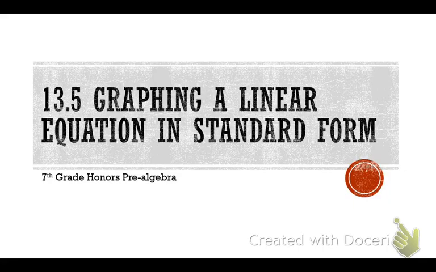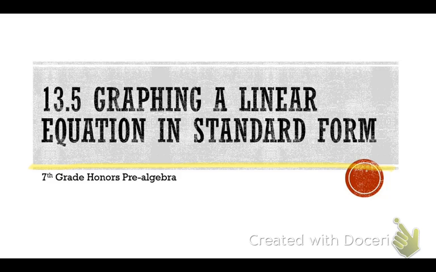Okay, so today we're in section 13.5, graphing a linear equation in standard form. This doesn't mean that we're actually graphing it in standard form. Basically what it means is it's going to be written in standard form and then we need to graph it. And there's two ways that I can graph a linear equation when it is written in standard form.